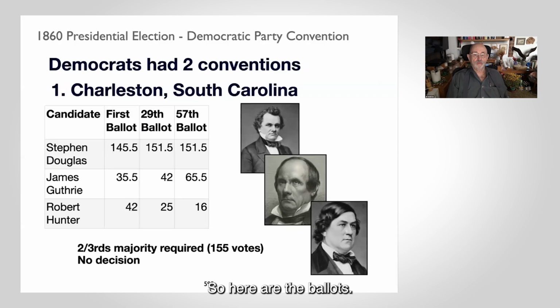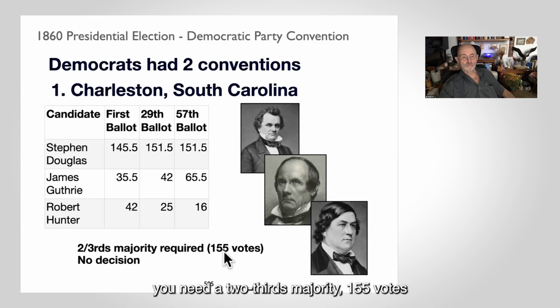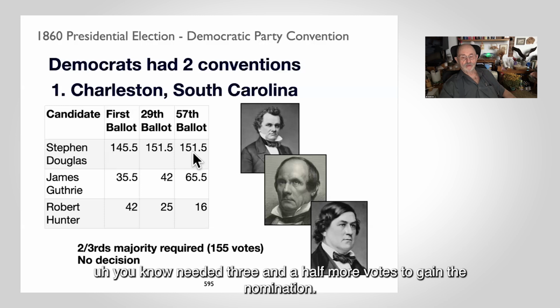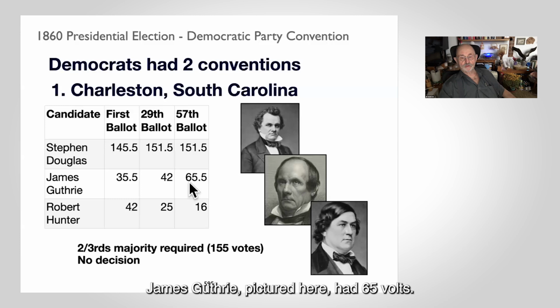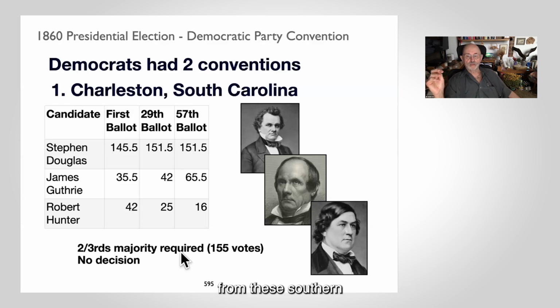So here are the ballots for the Democratic Party in the South. And look at this, 57 ballots. You need a 2/3 majority, 155 votes. Douglas on the 57th ballot still needed 3.5 more votes to gain the nomination. James Guthrie, pictured here, had 65 votes. Robert Hunter, pictured here, had 16 votes from these Southern Democrats.